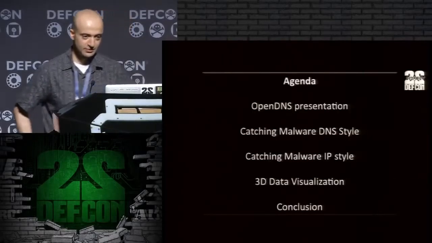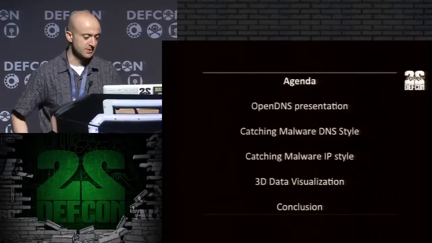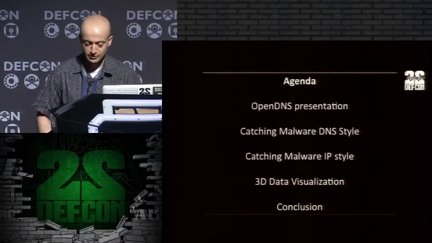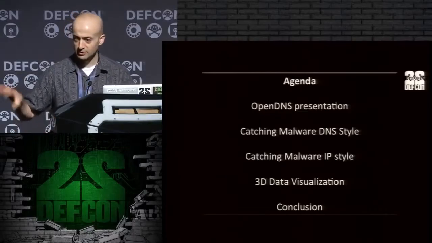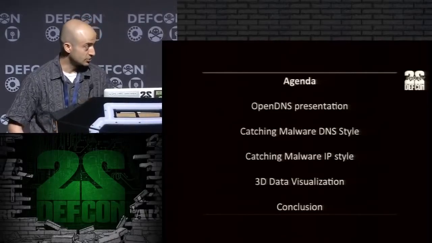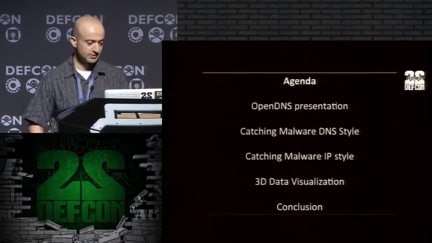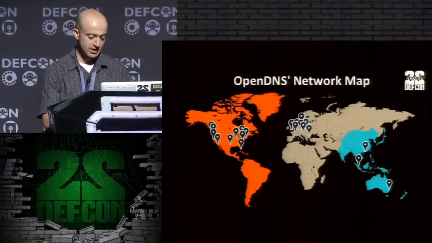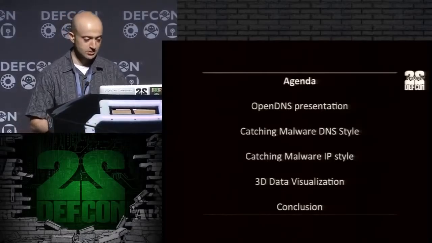Let's look at the agenda of today. So we'll start with an introduction about OpenDNS's global presence, and then we'll dive directly into the main parts of the talk. The first one is about catching malware from a DNS perspective, and the second one is about looking at the IP infrastructure. And then within the use cases we'll discuss, we'll support that with the 3D visualization engine we have, which we open sourced this week.